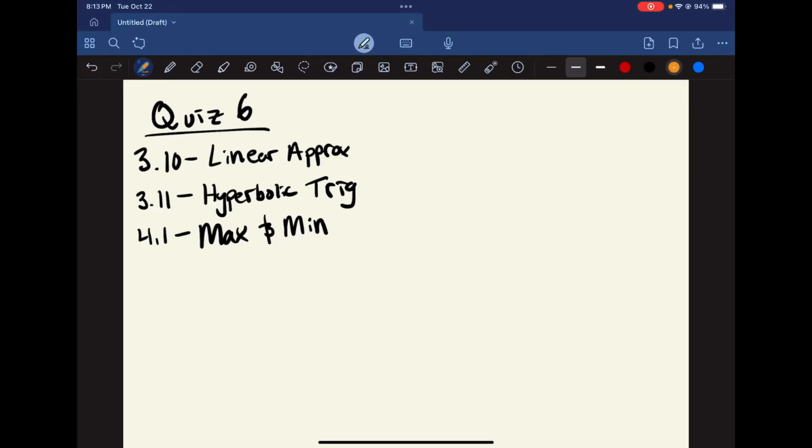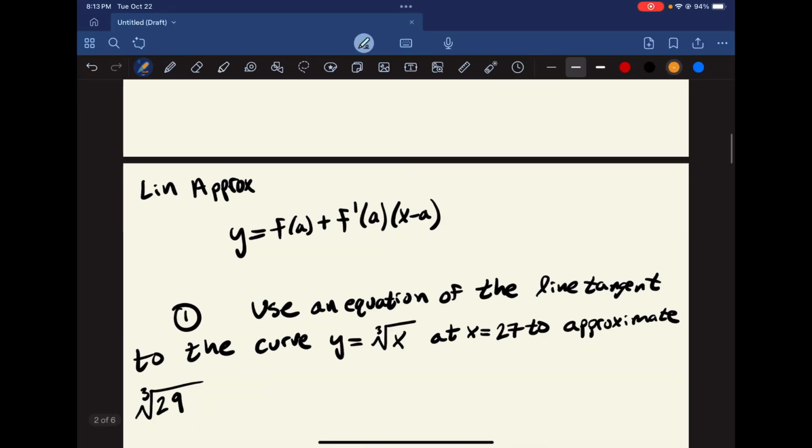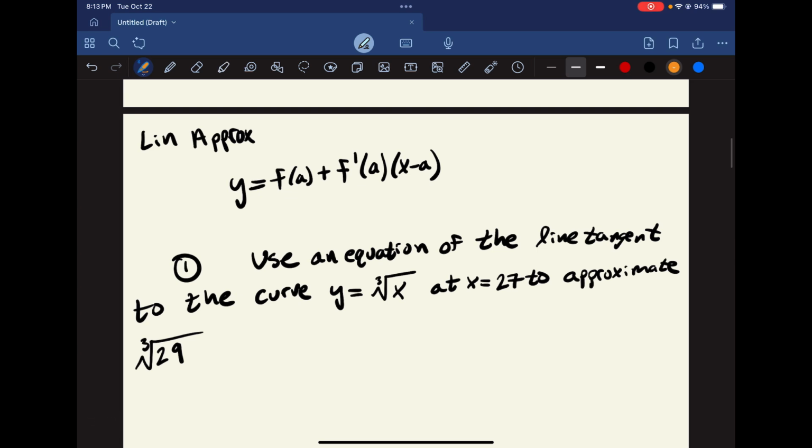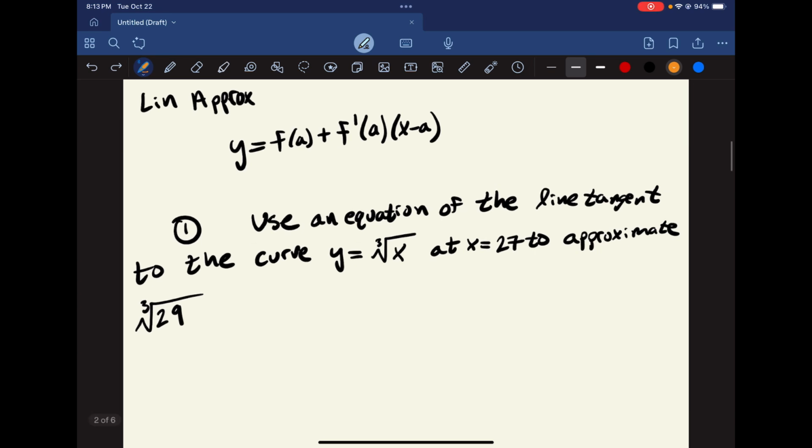All right, so quiz 6, we got 3 different units on it, so let's get into it. The first one is going to be linear approximation. It's relatively straightforward. You're basically just going to be using this formula several times, but the questions can get a little wordy or confusing, so it's important to know how to handle them.